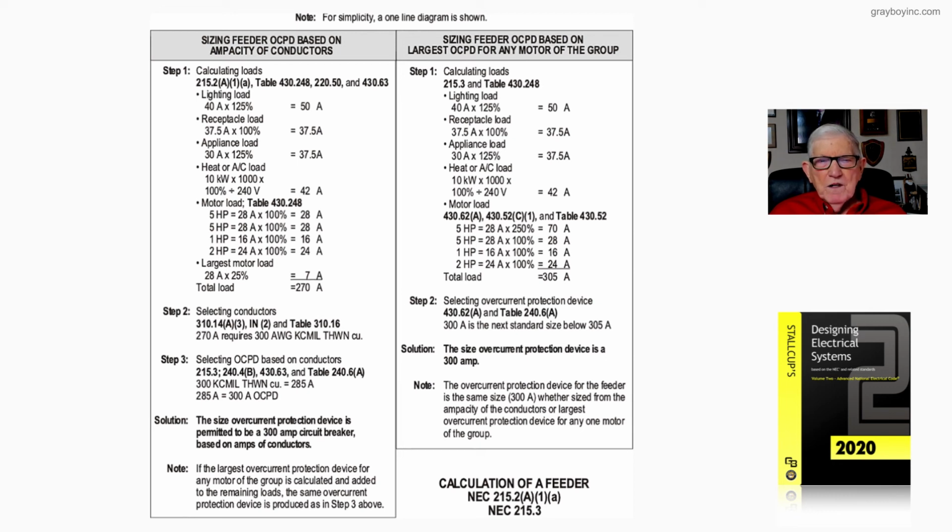What did you get over here? Based upon the calculation, the size of the conductors and the conductor size, 300. Most every time, it's going to come out that way. But where you can get messed up is where you have a larger motor than 5 horsepower. You get a larger motor, then the overcurrent device for the motor load may produce the largest overcurrent device, and that's what this figure 15-11B is illustrating.